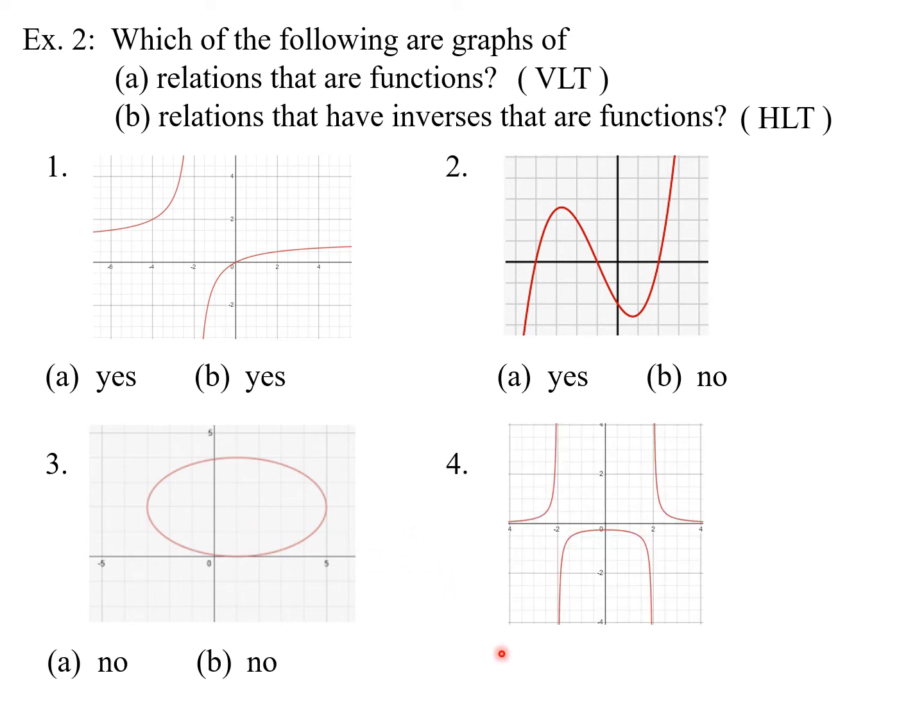All right, finally, what about this one? Is this a function? And the answer is yes, because it passes the vertical line test. x equals -2 and x equals 2 are actually asymptotes. Does it pass the horizontal line test? And the answer is no. So while this relation is a function, its inverse is not.